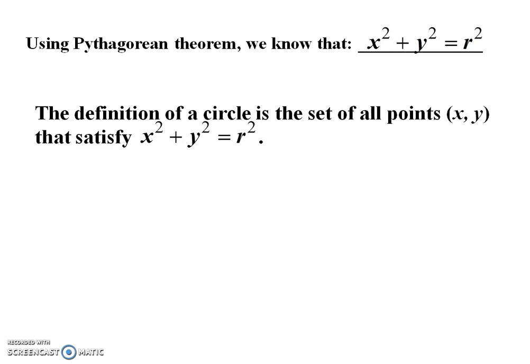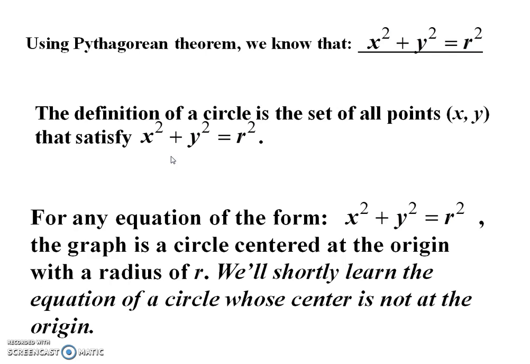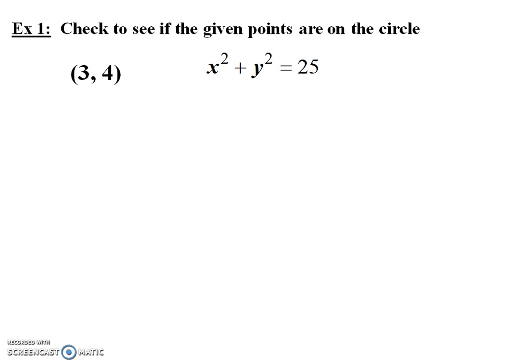Okay, so then the definition of a circle, it's the set of all points that satisfy this equation. This is true when the center of the circle is at the origin. So we will show some examples when the center is moved away from the origin in just a minute here.